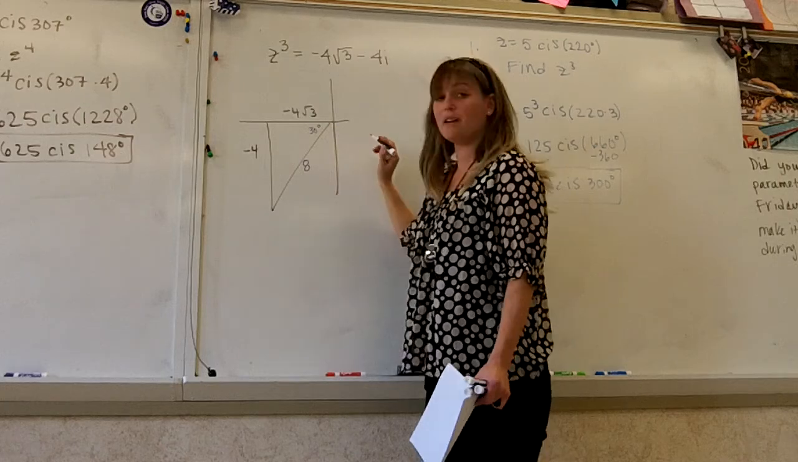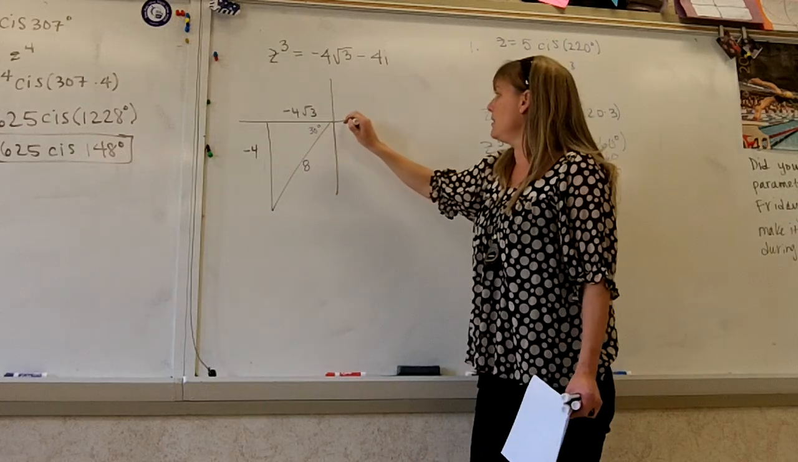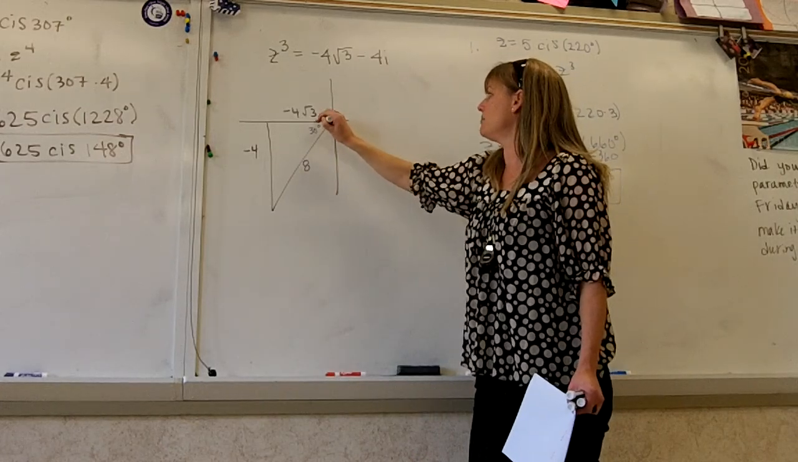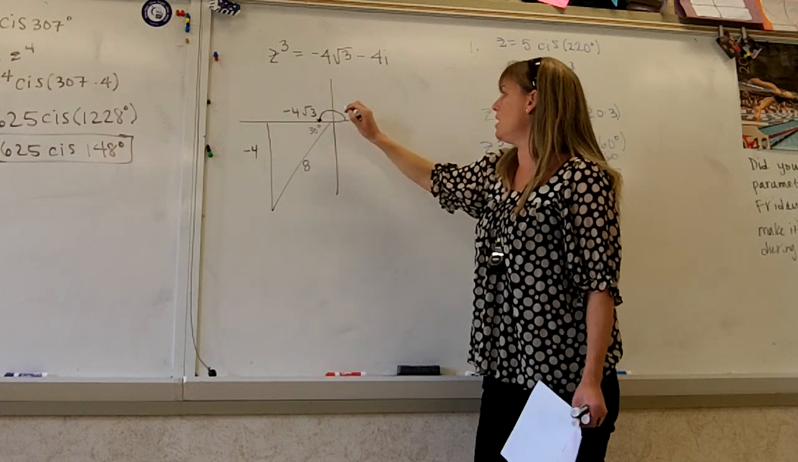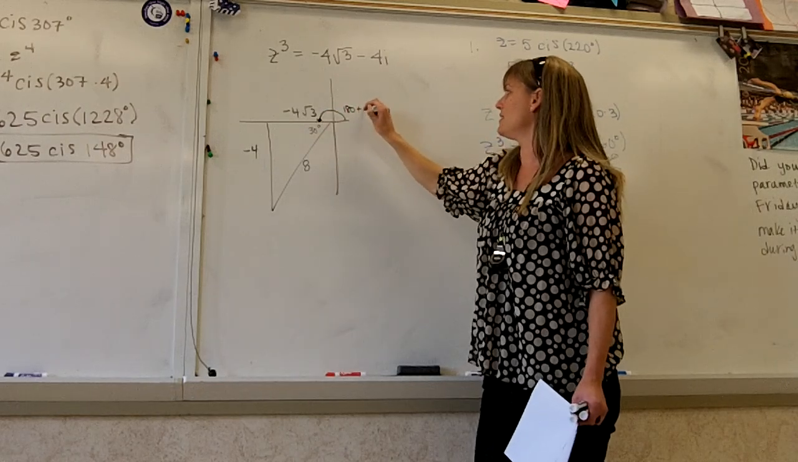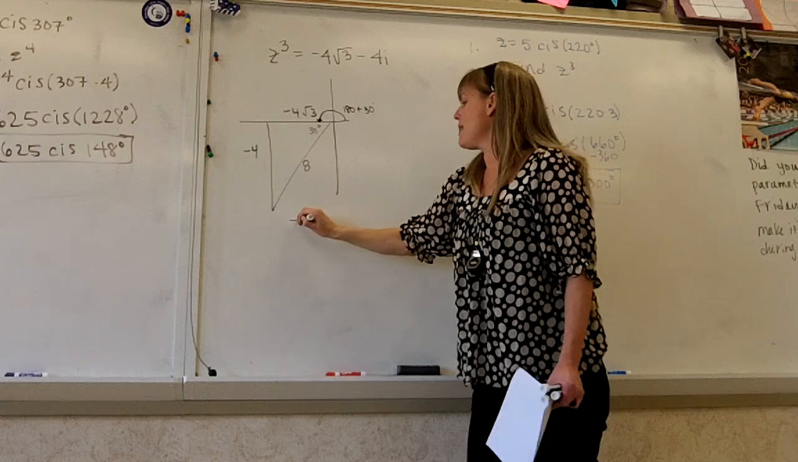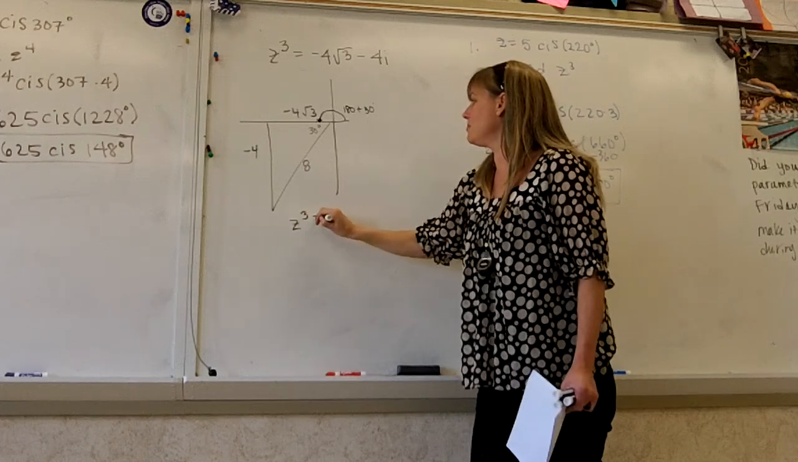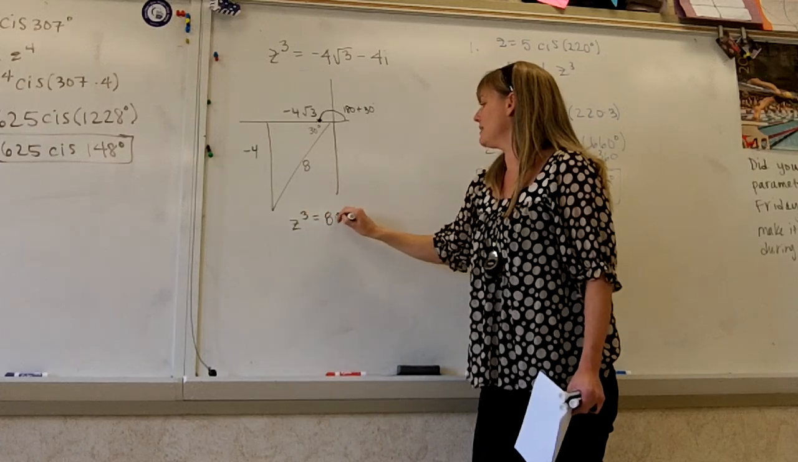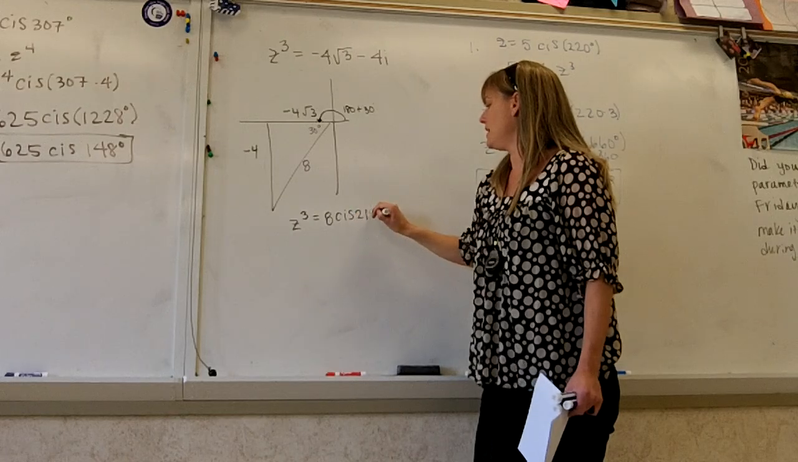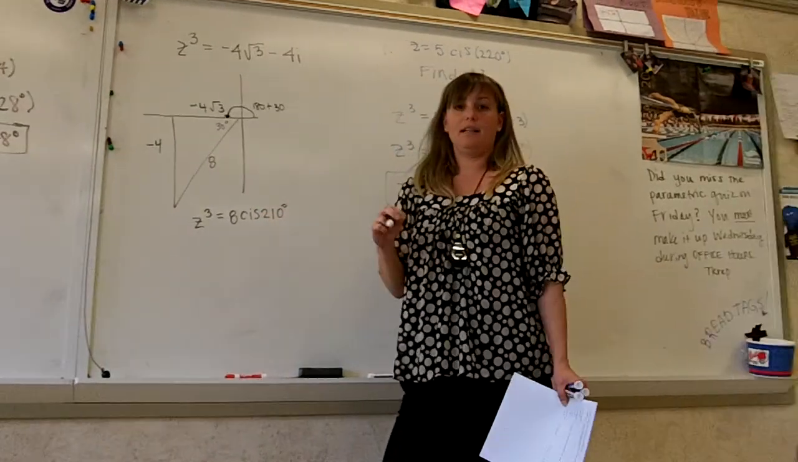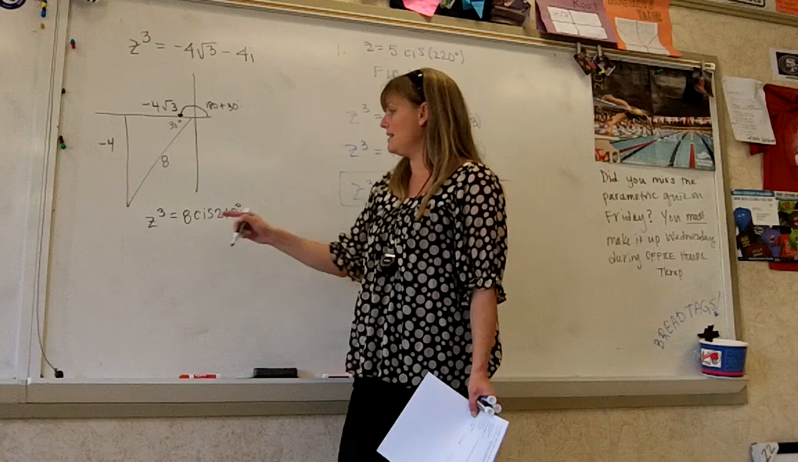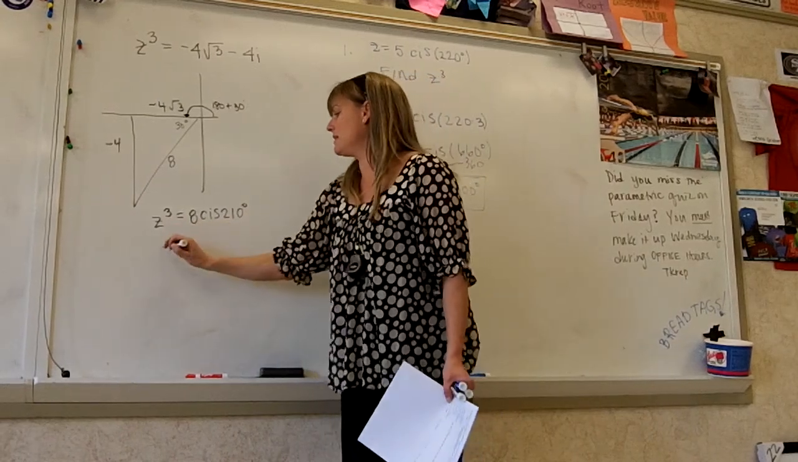Oh my gosh, look at me doing all this without a calculator. I'm amazing. DeMoivre would be so impressed. So that's 180 plus 30. So let's see. I think I could write this as z cubed is equal to 8 cis 210 degrees. Now, the problem's not done. I still need to find the cubed root of this.